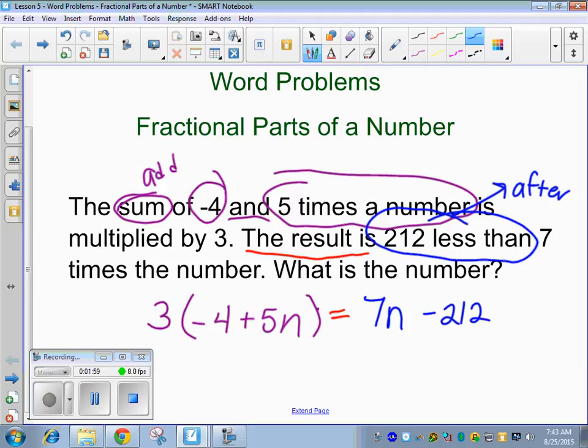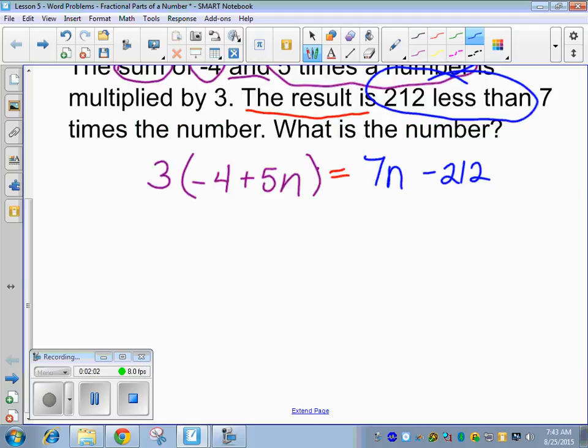What is the number? All right, now we know how to solve. You guys probably have solved these a million times. So let's go ahead and distribute this. So that would be -12. And we're going to multiply the 3 to the 5n. So that's 15n.